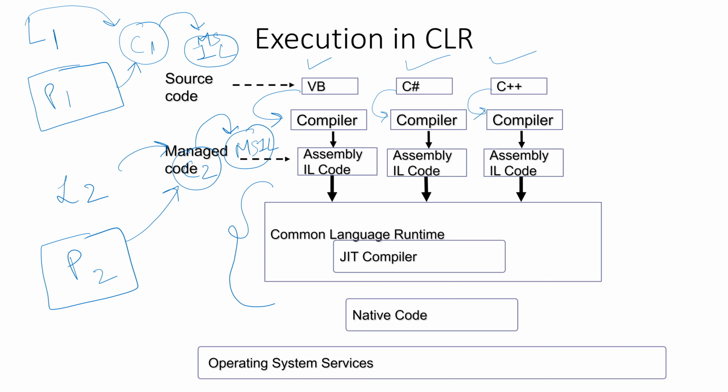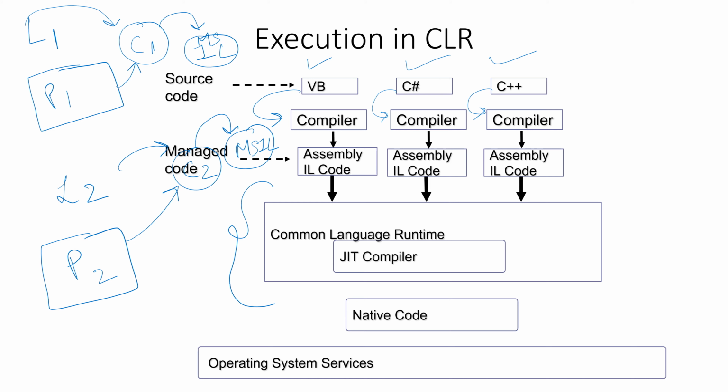Okay, and this native code is then fed to your operating system, and then the operating system executes this code using your CPU. Okay, so this is your whole data flow, or you can say execution flow, for your .NET framework. Okay, so let's move on to the next slide.